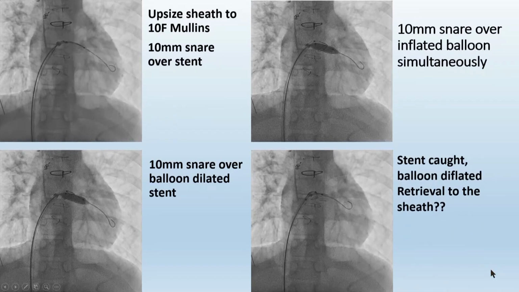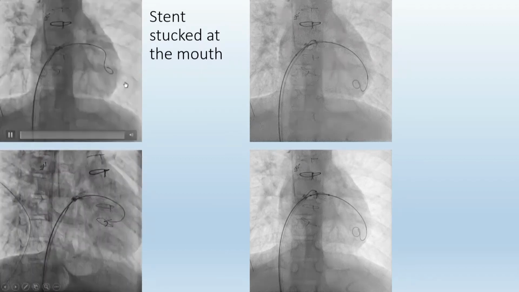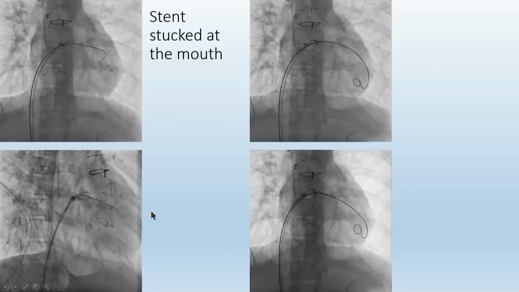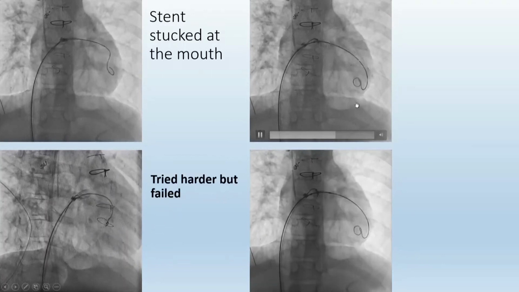Okay, and you know now you're already stuck. Your stent is already caught, but again, you already deflated the balloon. But the retrieval into the sheath is also something that you need to worry about. Again, you try to bring the stent back into the sheath. It's stuck at the mouth of the sheath. You try hard. This time you try harder. But again, you still fail.